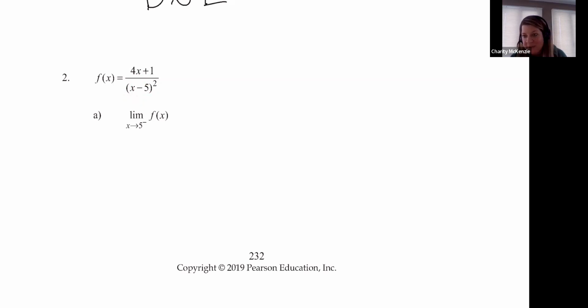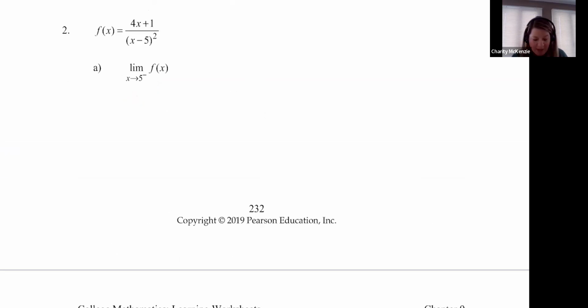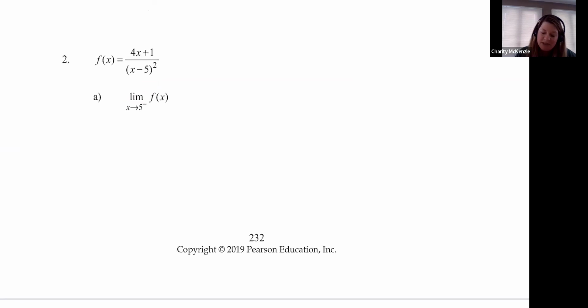So it's probably going to infinity. Okay, so this is our left side. So we're going to do it the same way. Let's do a little chart. And this time we're at +5.